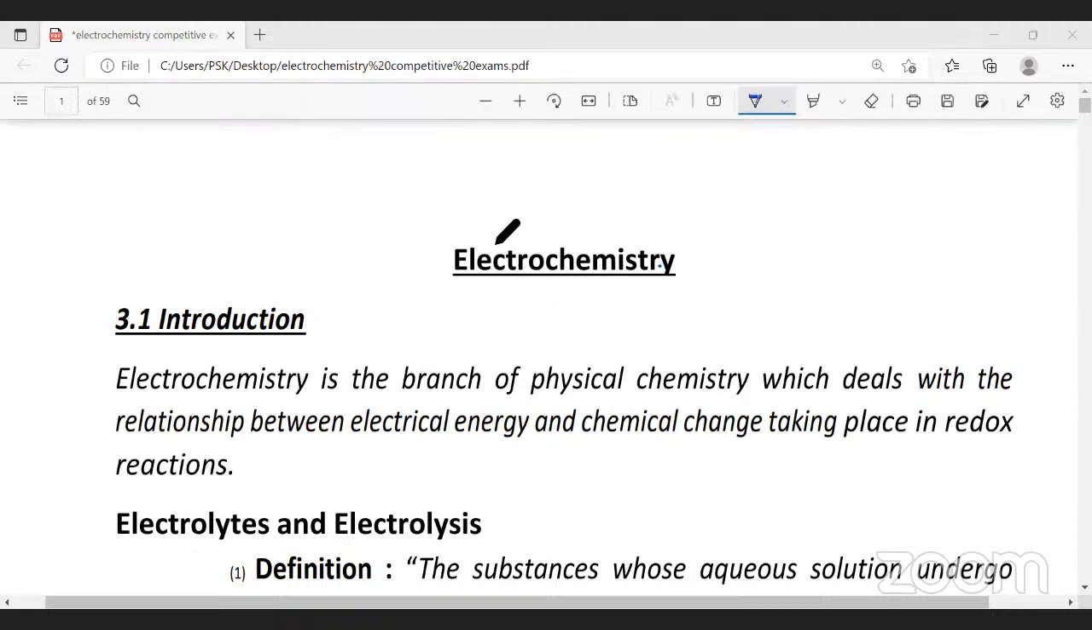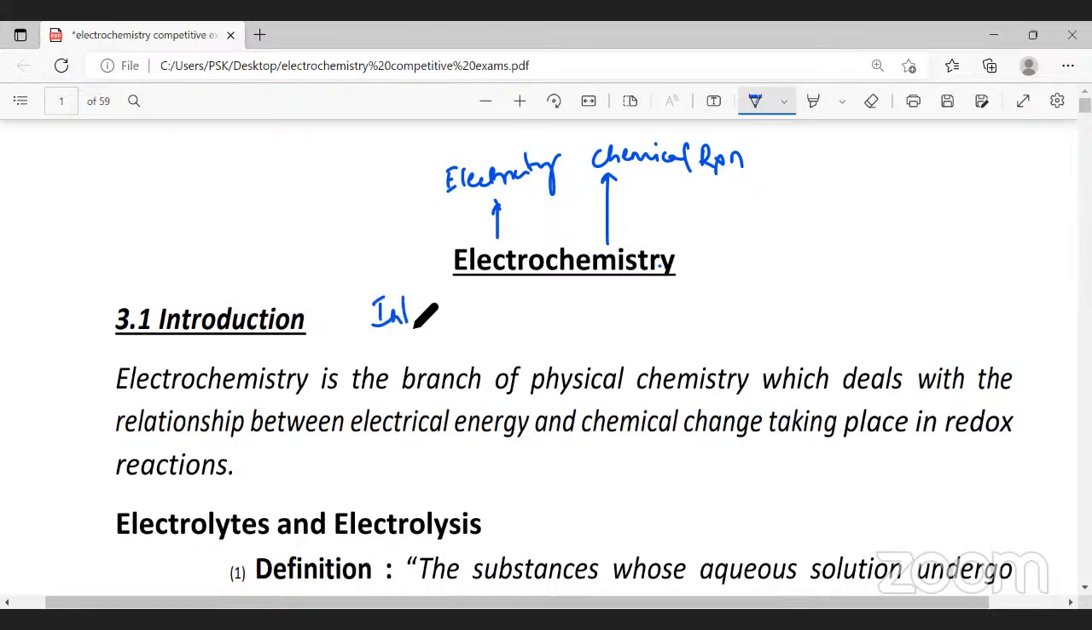This electro is related to electricity, and we know that chemistry is related to chemical reactions. Now, what is electrochemistry? Electrochemistry is a branch in physical chemistry which deals with interconversions of energies. What do you mean by interconversions of energies?